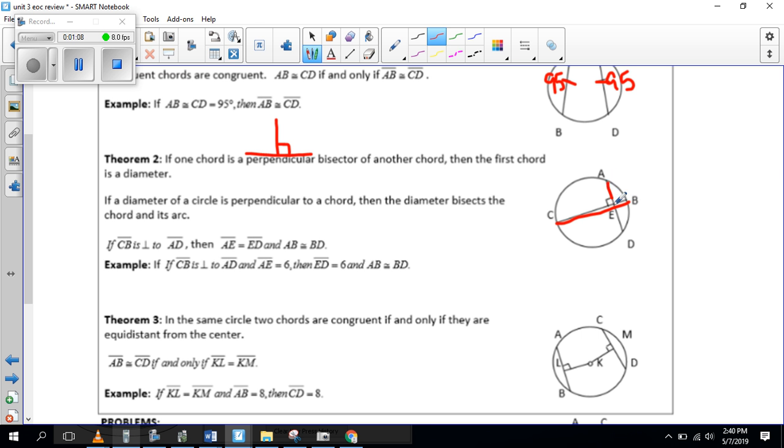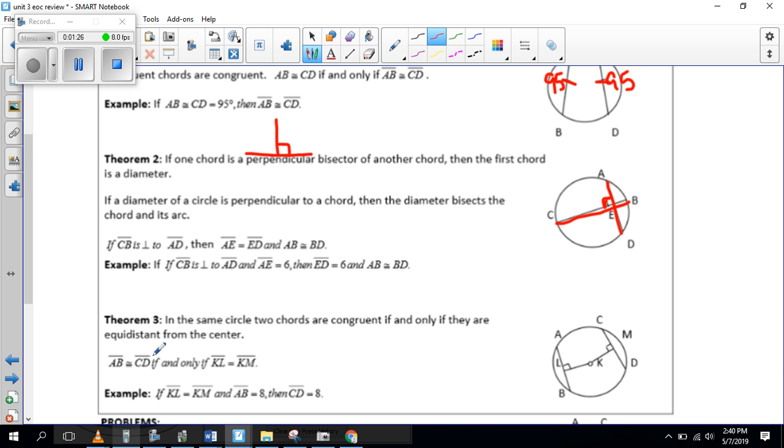So basically here's my chord, and then this is my other chord. They bisect each other at a perpendicular bisector. So here's your 90 degrees here. This is your diameter, and it cuts this chord in half. So the diameter cuts the chord in half, because when it bisects it, it means it cuts in half.